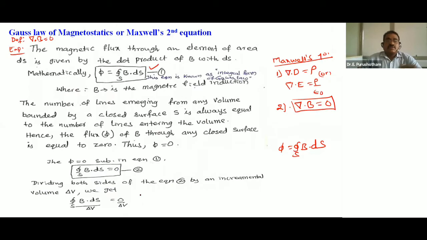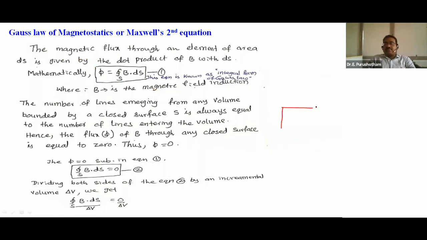So the magnetic flux through a closed surface is given by phi is equal to the surface integral of B dot ds. So it has an integral. This is the integral form of Gauss law. What is B? B is the magnetic field induction. You see here, for example, this is some area of the material. The magnetic lines of force entering and coming out are the same number. Entering and coming out, the same number.